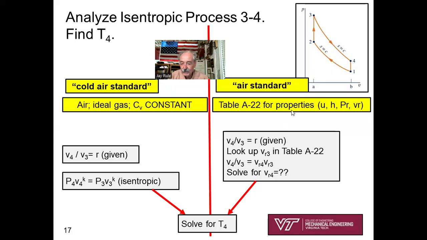Well, we can look up vr3 in table A22 because we have T3. It's given. So we're going to write down a number for vr3. Well, we've got v4 over v3, that's r. We'll solve for vr4 in table A22, and then we will interpolate back for both T4 and U4. Okay, and why are we going to find U4? We're going to put that in the first law to solve for the work for process 3 to 4.